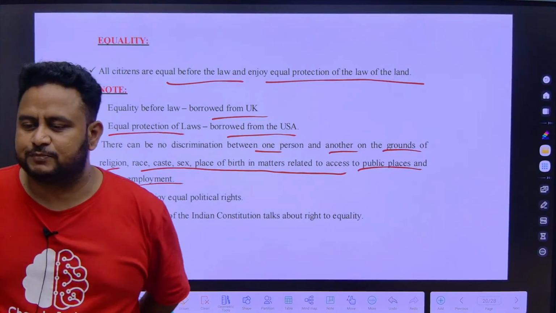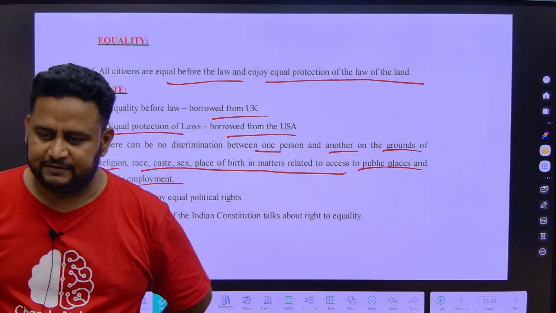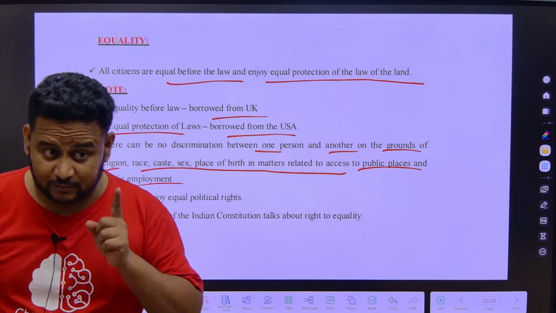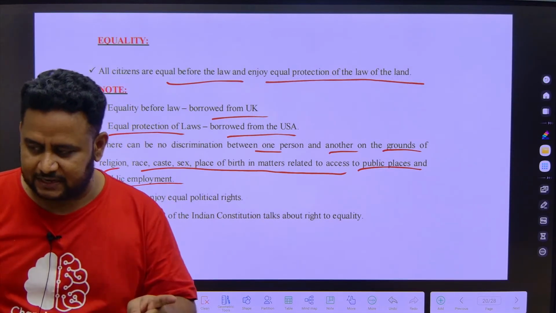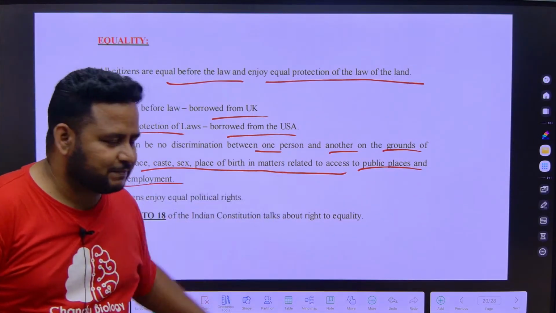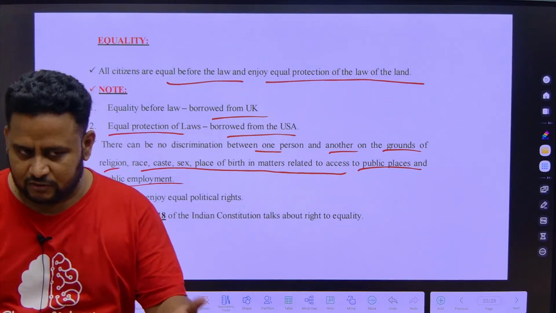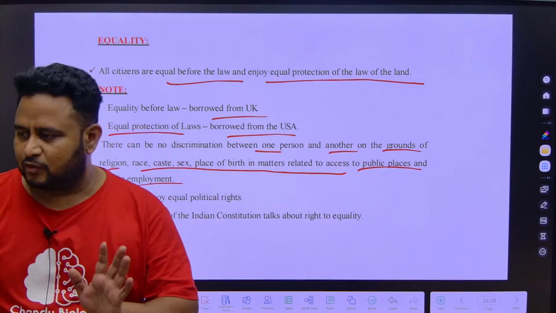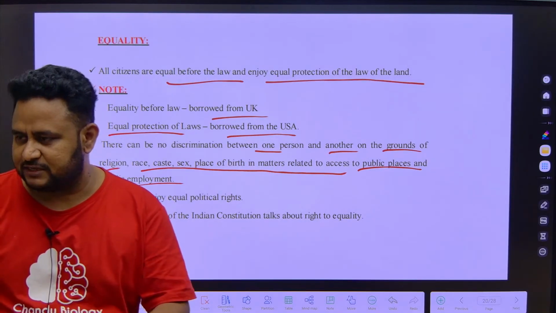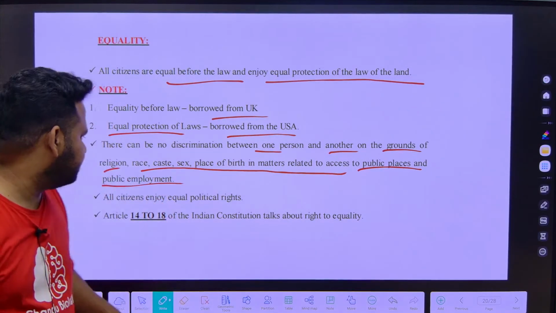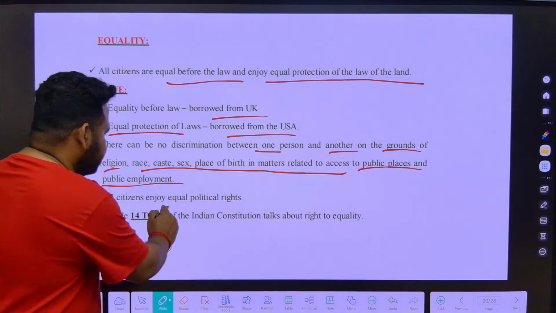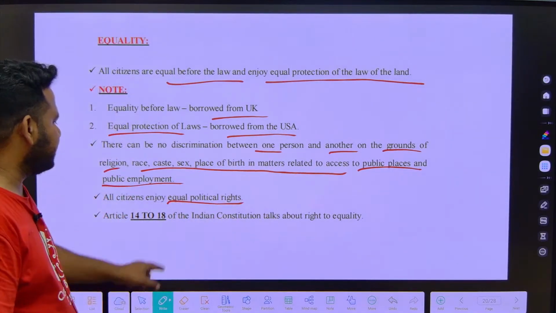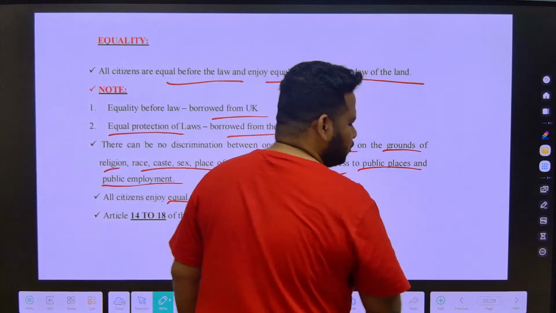Articles 14, 15, 16, 17, 18 talk about the right to equality. That means there should be no discrimination, be it in public employment, I am talking about public employment, not private, and also public places like temples, mosques, churches, bus stands, whatever it is. There should be proper access. That means everyone should be allowed to enter there. So that is the meaning of equality. All citizens enjoy equal political rights. Articles 14 to 18 of the Indian Constitution talk about the right to equality.